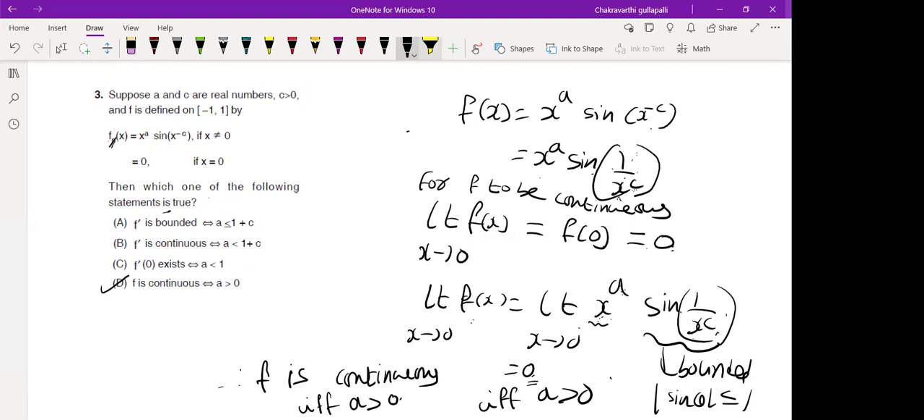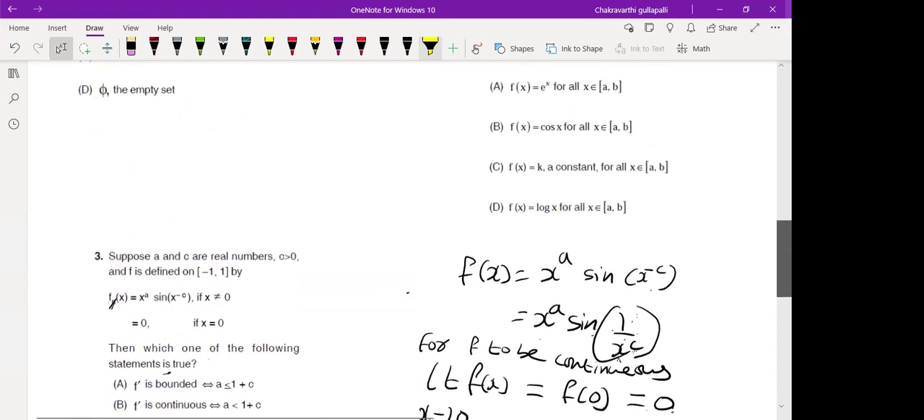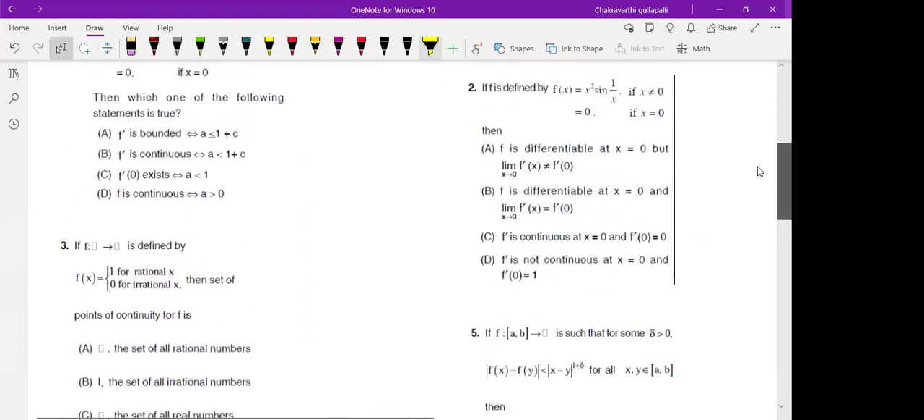This is always bounded, whether C is positive, negative or 0. Therefore, only this should be 0. 0 into a bounded function is 0. This happens only when A is positive. So this is the right option. This is given in one of the papers. Next.